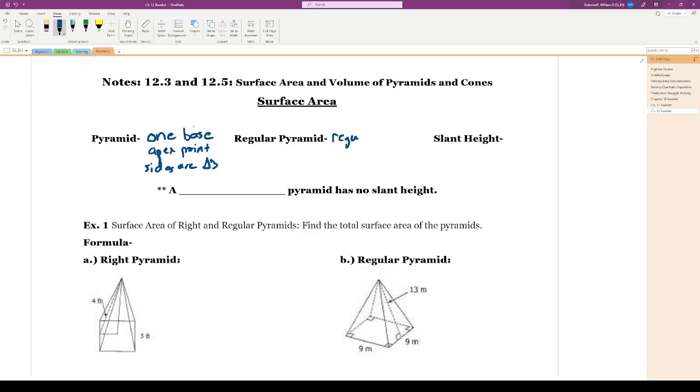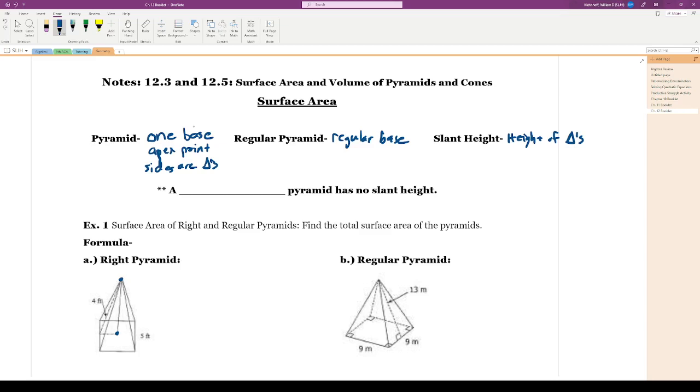So sides are triangles. A regular pyramid is one that has a regular polygon base. So if the base is regular, then the pyramid is regular. And then slant height is the height of the lateral face, so the height of the triangles, or altitude of the triangles, if you want to think of it that way. So a regular pyramid also needs not only a regular base, but it needs the apex to be directly above the center of the base.